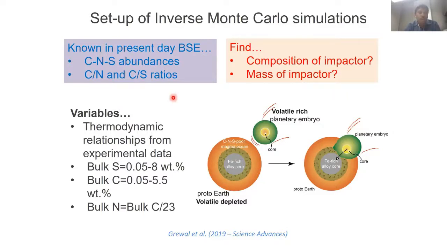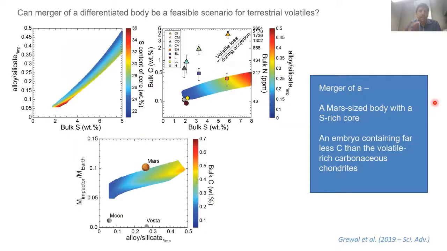So what were some of the known things? The known things were the carbon, nitrogen, and sulfur abundances in bulk silicate Earth, and these ratios were known. These variables were known from our experimental parameterizations, but these were our unknowns. In doing so, what we got is very, very interesting. All of these color shaded regions are showing you the solution space that can satisfy the bulk silicate Earth carbon, nitrogen, and sulfur abundances and the abundance ratios.